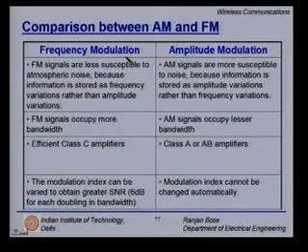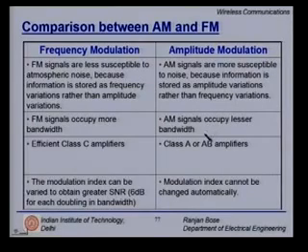We had also compared the advantages and disadvantages of FM versus AM. We realized that FM signals are less susceptible to atmospheric noise because the information is stored as frequency variations rather than amplitude variations. We learnt that the atmospheric noise affects the amplitude. AM signals, on the other hand, code the information in terms of the amplitude and hence are more susceptible to the variations in the atmospheric noise.